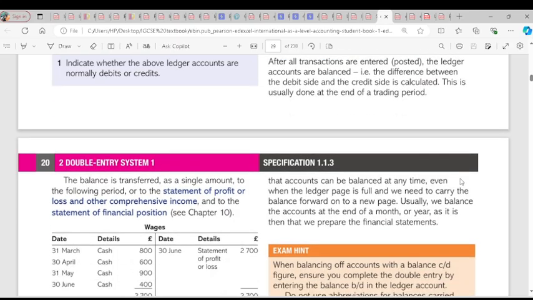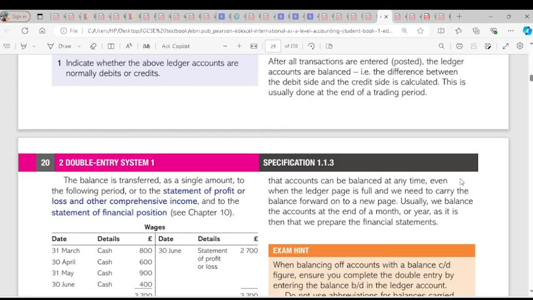I'm just going to, that's what I wrote. The summary means when you're balancing an account, the first thing you need to do is you post the debit side, you post the credit side. All assets and drawings on the debit side, expenses on the debit side, revenue on the credit side, liabilities on the credit side, your capital on the credit side.